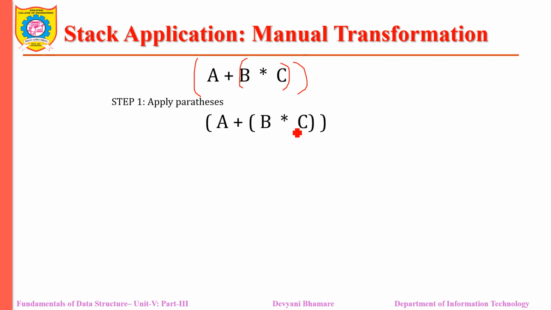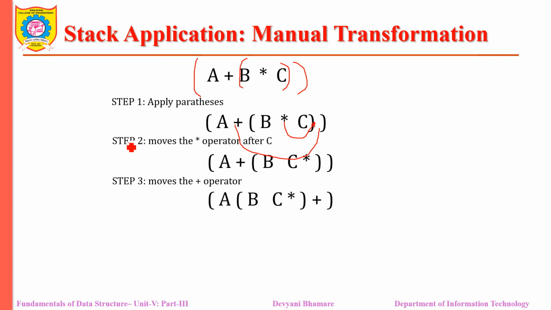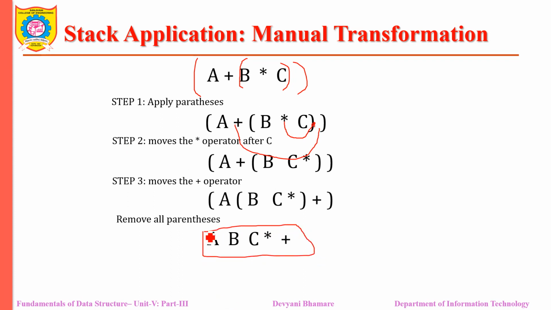Then what is the next step? We have to shift the respective operators to the right hand side, close to our closing parenthesis. So the multiplication operator will be shifted here and this plus operator will be shifted over here, right? So we get the expression in this form. At the end, we have to remove all these parentheses. Then we get A, B, star and plus. This is the output we are expecting. That means this is a postfix expression of this given infix expression.